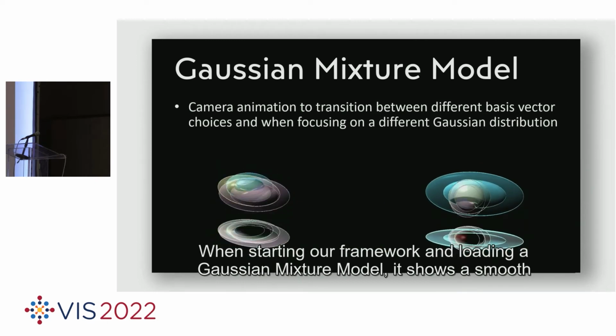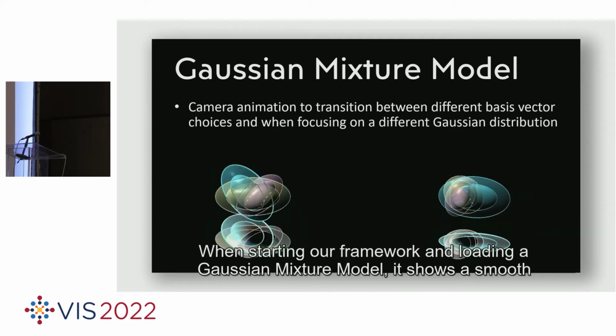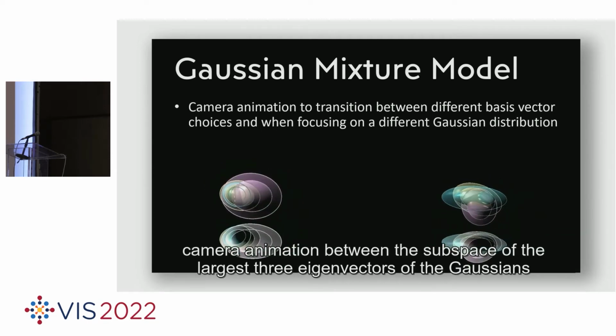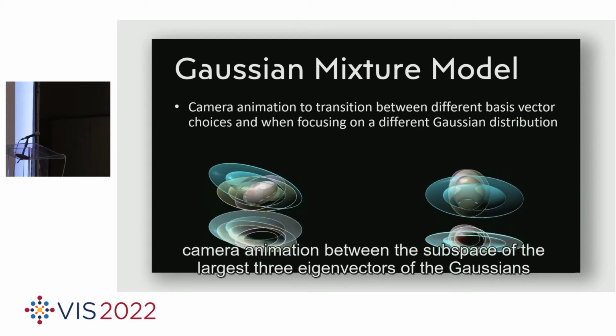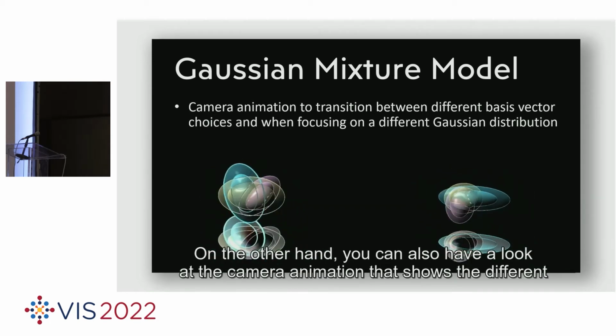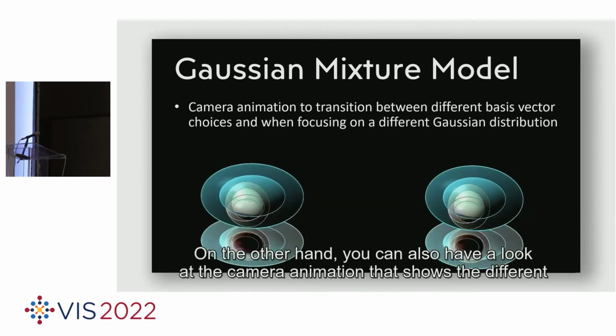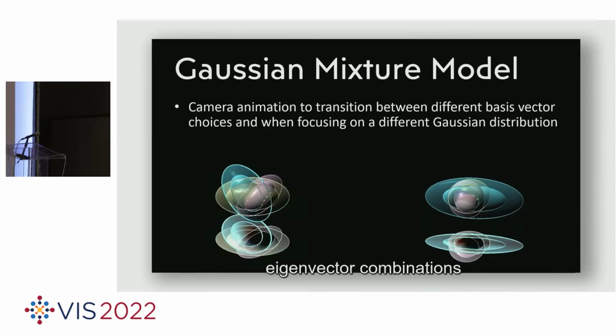When starting our framework and loading a Gaussian mixture model, it shows a smooth camera animation between the subspaces of the largest three eigenvectors of the Gaussians. On the other hand, you can also have a look at the camera animation that shows the different eigenvector combinations.